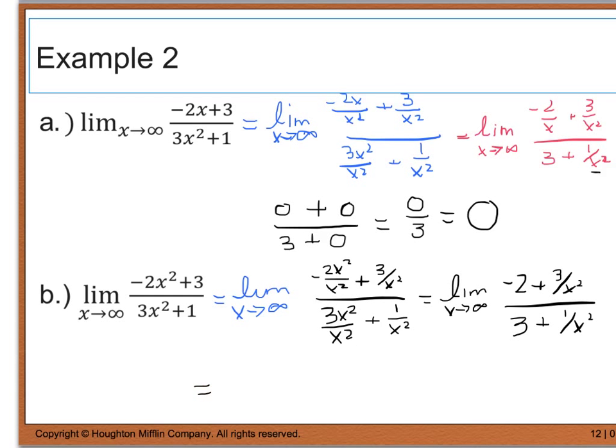now when we simplify and plug in infinity for each x, we end up with negative 2 plus 3 divided by infinity, which gives us 0, divided by 3 plus 1 divided by infinity, which will also give us 0. So I end up with negative 2/3.